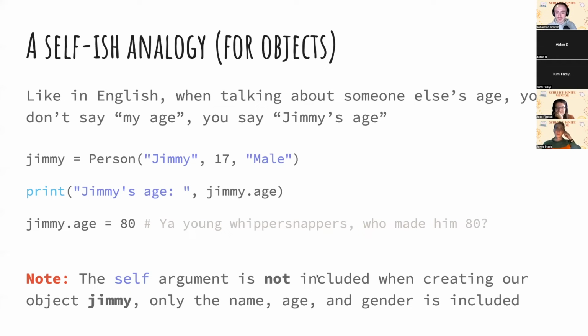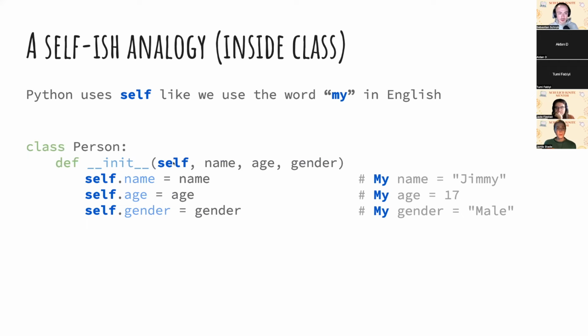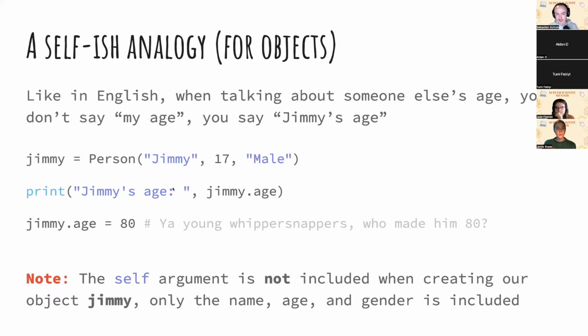So the self argument is not included when creating our object Jimmy. Only the name, age, and gender is included. That's all handled within Python. So you don't actually have to put that self in with the actual constructor when you use it.